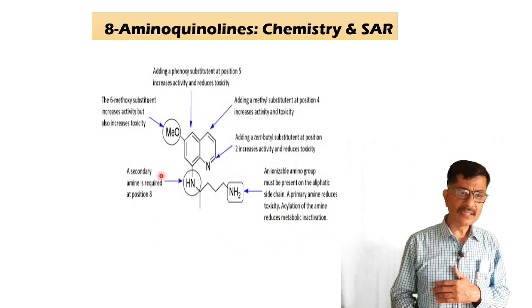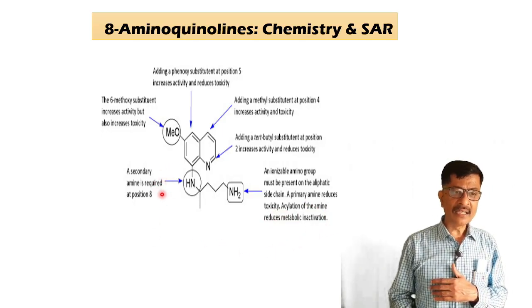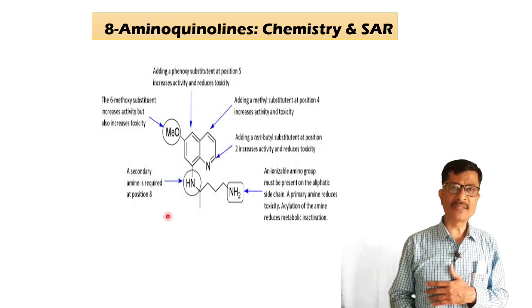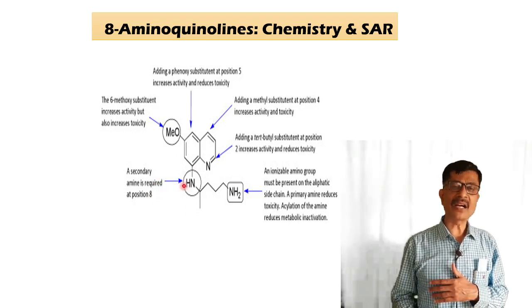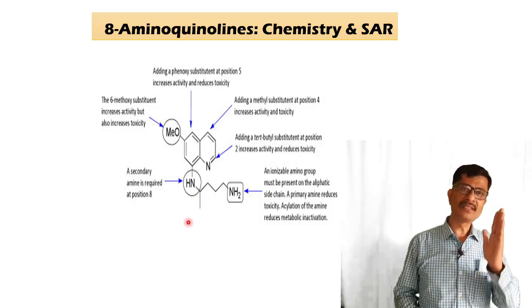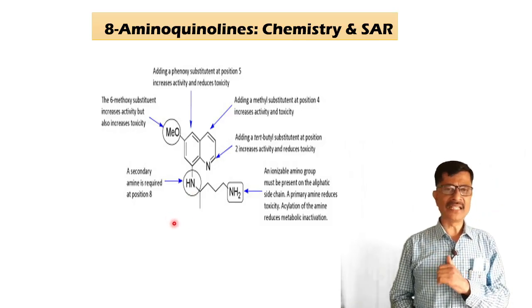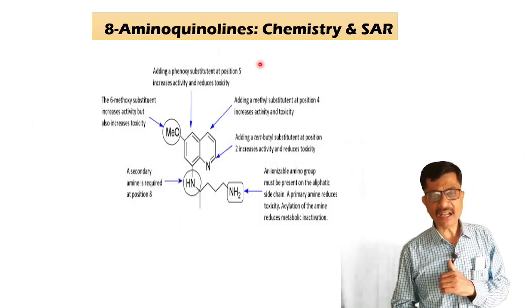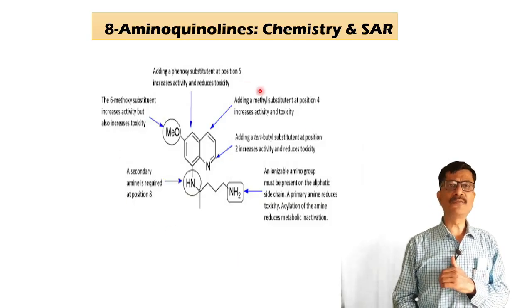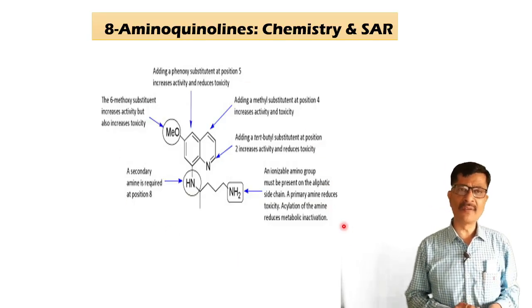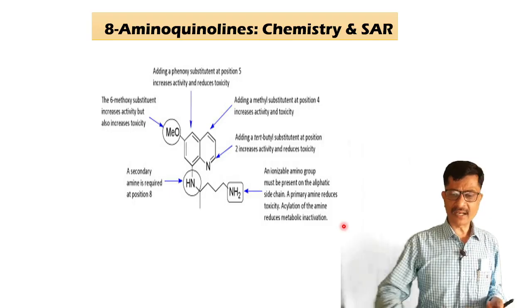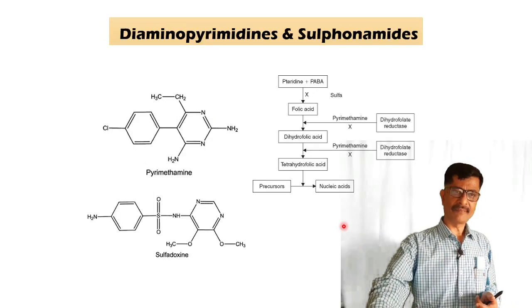Here, a secondary amine is required at the 8th position. So, the 8-amino group is required for the antimalarial effect. So these are various structural features of 8-aminoquinolines for their antimalarial effect.